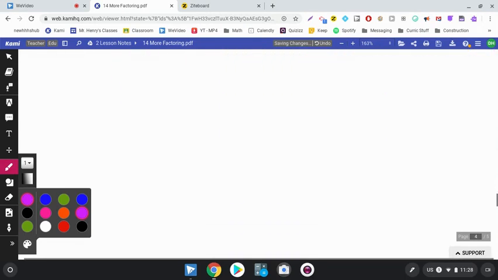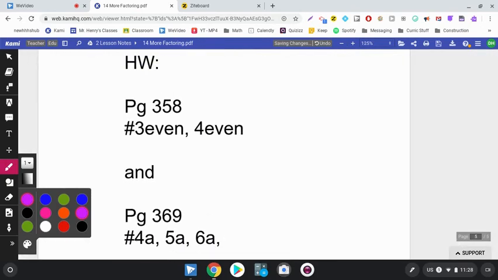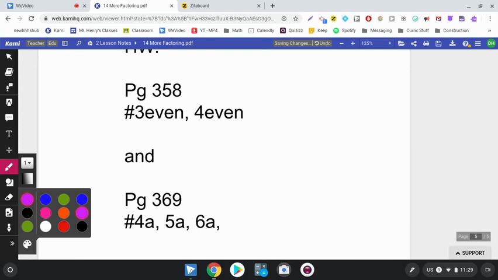So we're going to go to some homework. Okay. Page 358. That's actually yesterday's homework. Yesterday you did 3 odd and 4 odd. Today you're going to do the even ones. So that's decomp. And I really want you to be solid in just kind of the basic decomp questions. And then page 369, 4A, 5A, 6A.